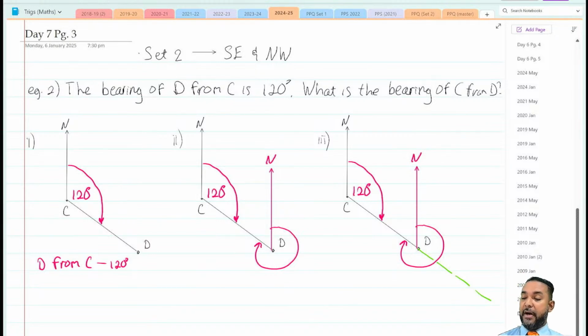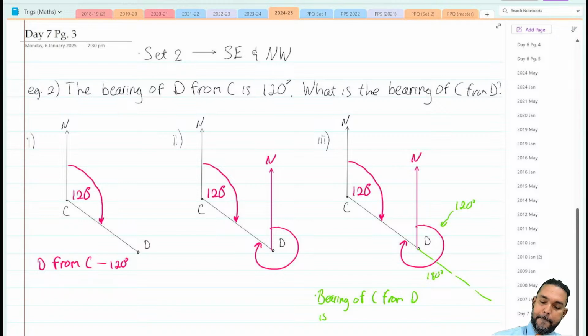We see the formation of the F angles, which means that this piece here is 120, and the other piece down here is 180 degrees. So the total bearing of C from D will be the sum of 120 and 180, which is 300. Bearing of C from D is 120 plus 180, which is equal to 300 degrees.